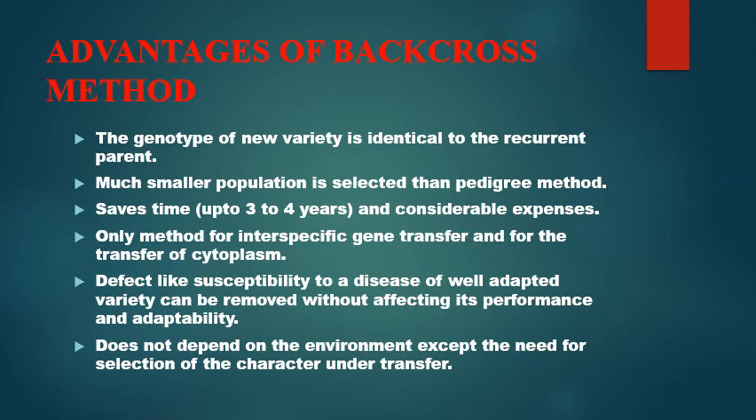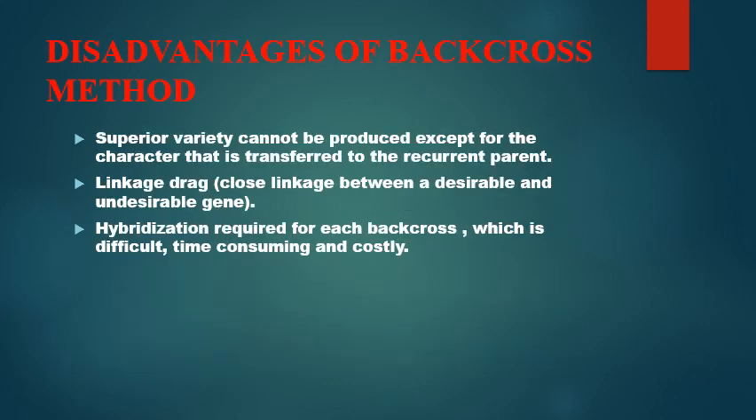Next, defects like susceptibility to disease of a well-adapted variety can be removed without affecting its performance or adaptability. So the variety which is very popular among the farmers will remain popular after this backcross program. The backcross program does not depend on the environment, since off-season nurseries and greenhouse conditions can also be used for advancing 2 or 3 generations. It would drastically reduce the time required for developing a new variety. It is the only method which is used for interspecific gene transfer of cytoplasm and also for producing transgressive segregation. Disadvantages of backcross method.